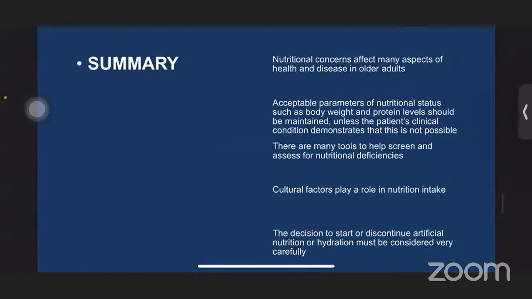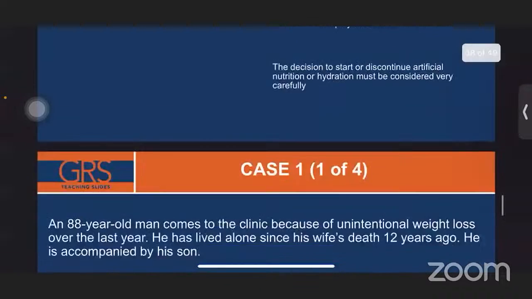So the summary would be that nutritional concerns affect many aspects of health and disease in older adults. Acceptable parameters of nutritional status such as body weight and protein level should be maintained unless the patient's clinical condition demonstrates that this is not possible. There are many tools to help screen and assess for nutritional deficiencies. And cultural factors play a role in nutritional intake, as we discussed, and the decision to start or discontinue artificial nutrition should be considered very carefully.